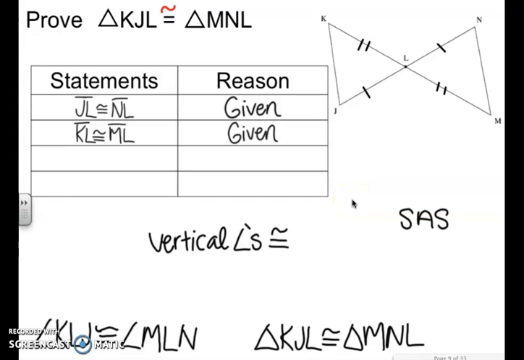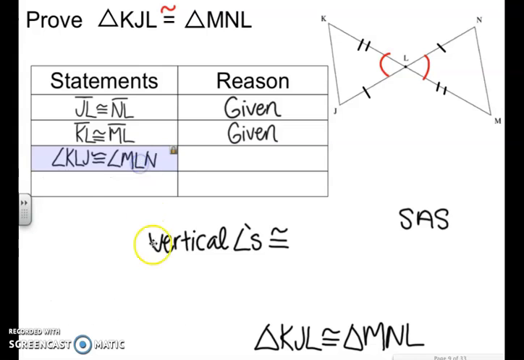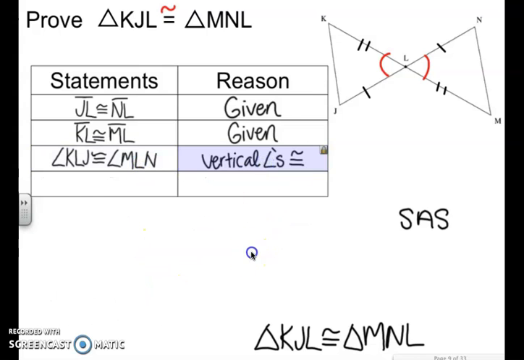Okay. So now we know that we can make some angle marks. Okay. I know that those angles are congruent because they're vertical. Okay. So that would be KLJ is congruent to MLN. So that's going to go on the left side of the column. The reason I can mark them is because vertical angles are congruent.